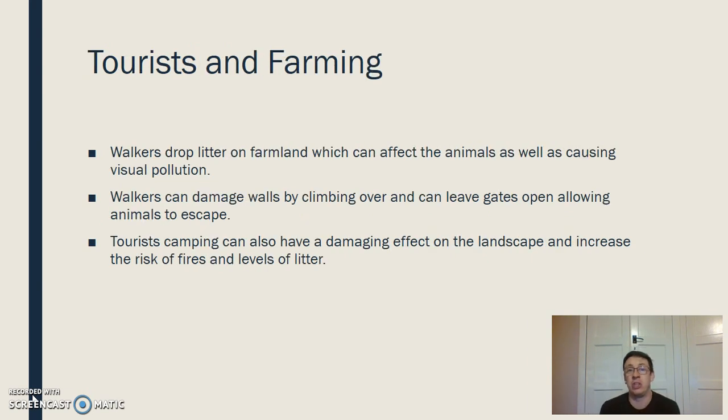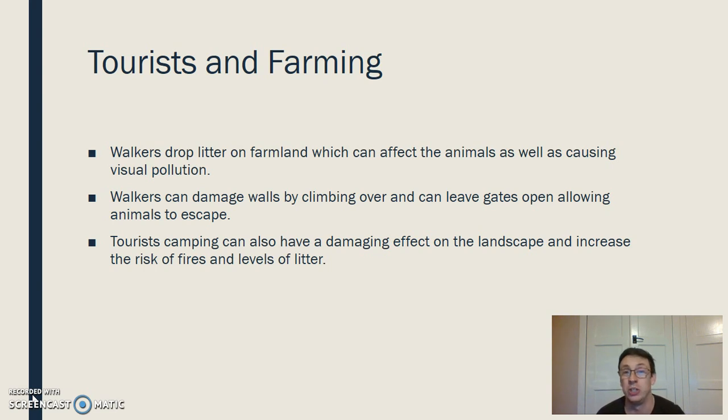With farming, a very straightforward one. Tourists drop litter. They drop huge amounts of litter, and that can have a big impact because one, sheep, livestock eat it, and it can cause them severe health problems, and they're obviously an investment for every farmer. And also, it looks untidy. It doesn't look nice. It causes visual pollution.